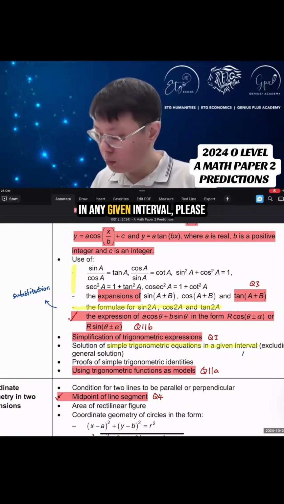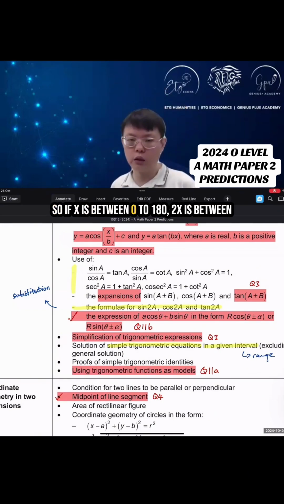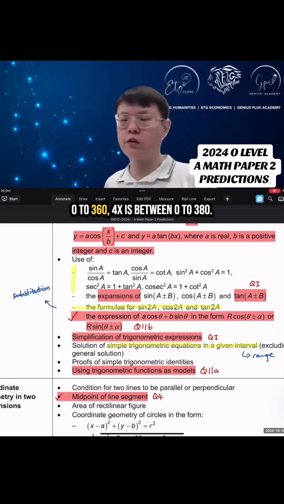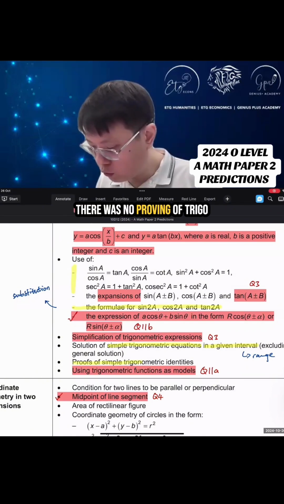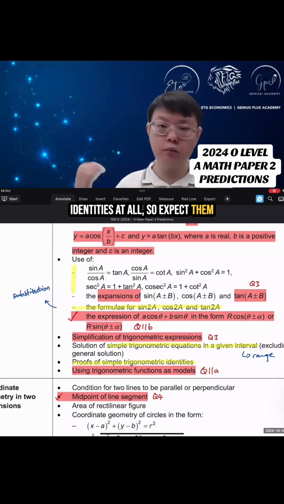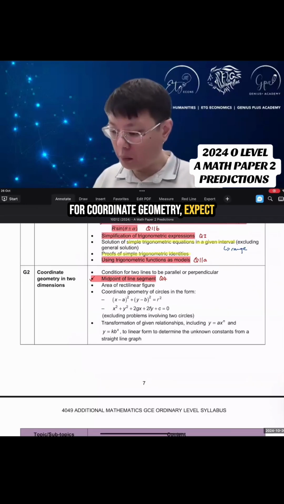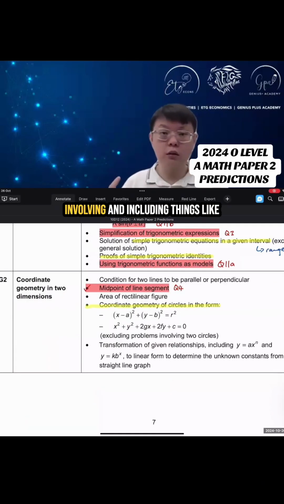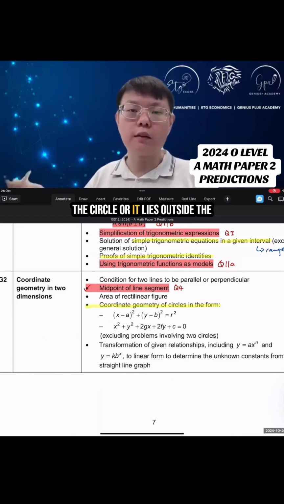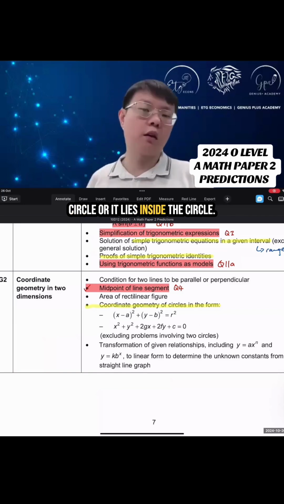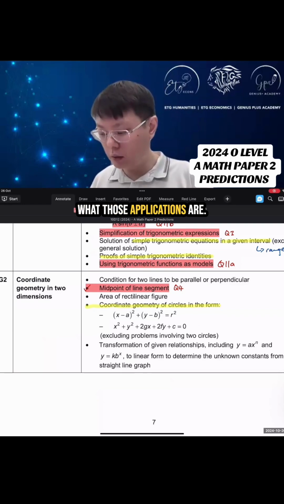In any given interval, please pay attention to the range. So if x is between 0 to 180, 2x is between 0 to 360, 4x is between 0 to 540, and so on. There was no proving of trigo identities at all, so expect them to test proving of trigo identities. For coordinate geometry, expect them to test circles, obviously, including things like whether a point or a line touches the circle, or it lies outside the circle, or it lies inside the circle. Make sure you know what those applications are.